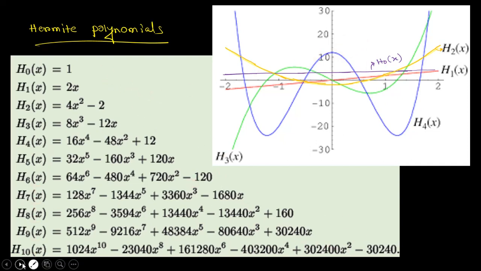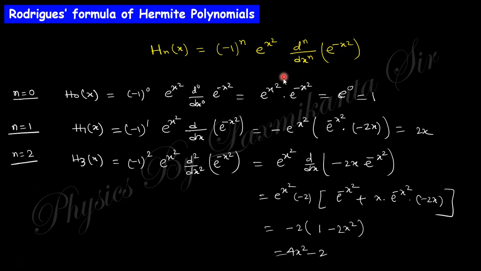This expression can also be found by the Rodrigues formula. In the case of the Legendre polynomial, we also use a Rodrigues formula. Here we also use the Rodrigues formula for the Hermite polynomial, which is given like that: Hn(x) equals minus 1 whole to the power n, e to the power x square, d^n by dx^n of e to the power minus x square.